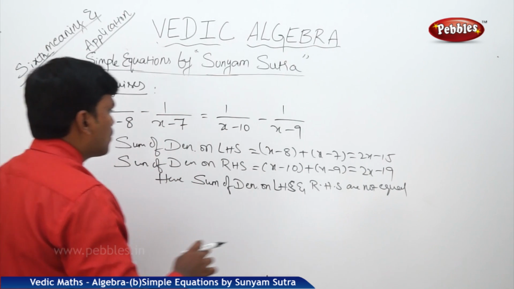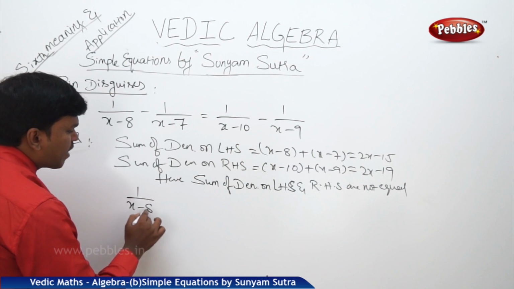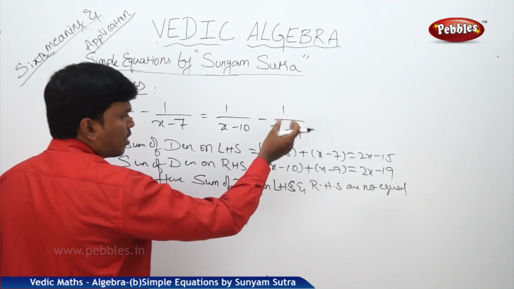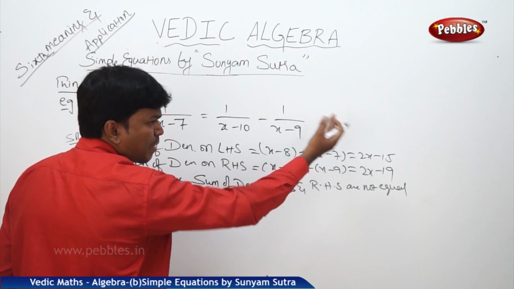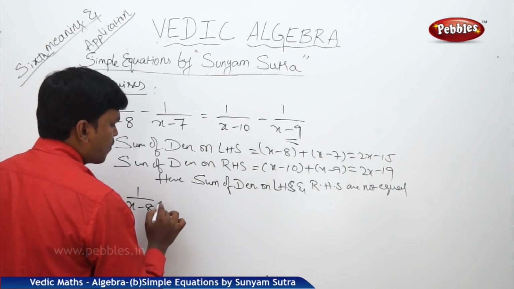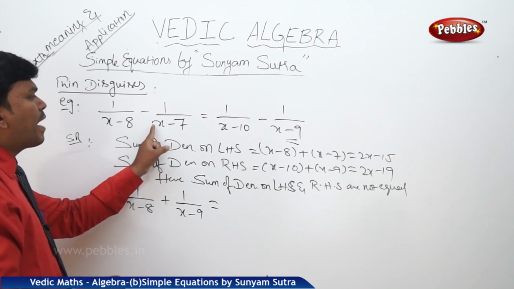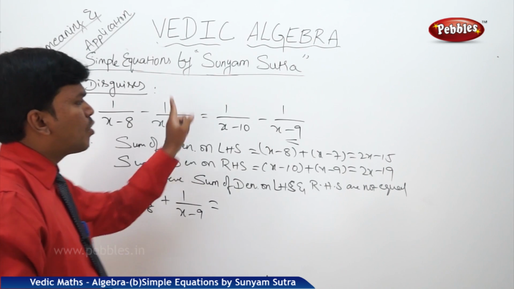So look at the problem. How am I going to write it? 1 by x minus 8, I will keep it like this only. I will bring the minus 1 by x minus 9 term to the left hand side. Here it is minus, and if it comes here, it becomes plus. And I will send the minus 1 by x minus 7 term to the right hand side.